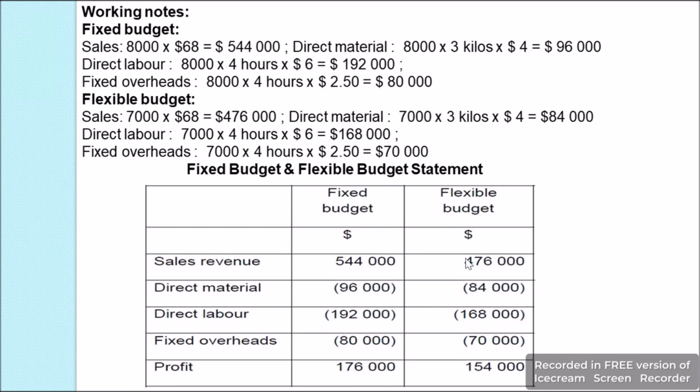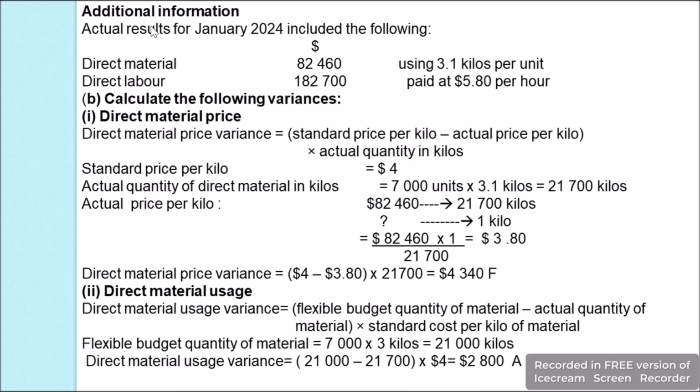In the same way, for flexible budget we'll take $476,000, from there we subtract $84,000, then we subtract $168,000 and then we subtract $70,000. We get the profit as $154,000. Furthermore, we have additional information.